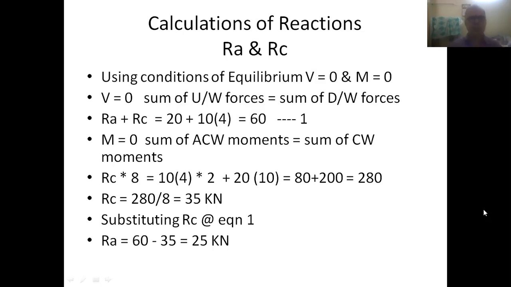So friends, we can see the methodology to be used for making the calculations of RA and RC. So we have to use the conditions of equilibrium. Totally, we have 3 conditions. But here, these 2 conditions are sufficient for getting the values of RA and RC. So sigma V is equivalent to 0. That is the first condition. Sigma M is equivalent to 0. That's the second condition, which is required for making these calculations.